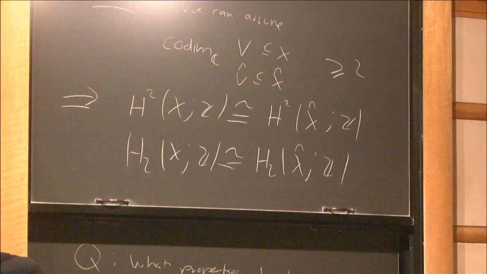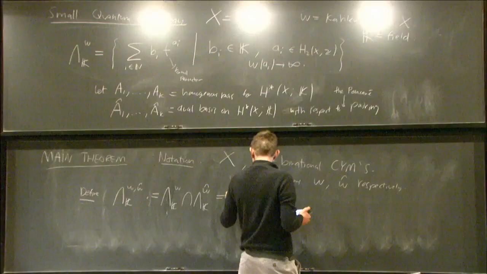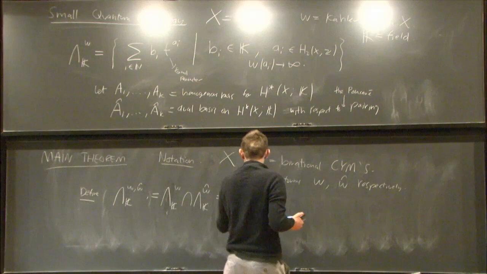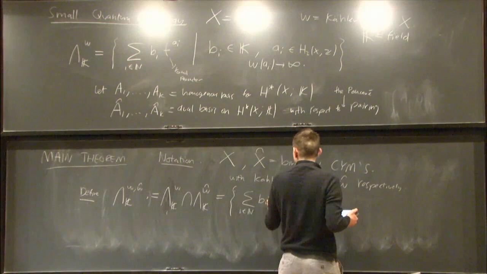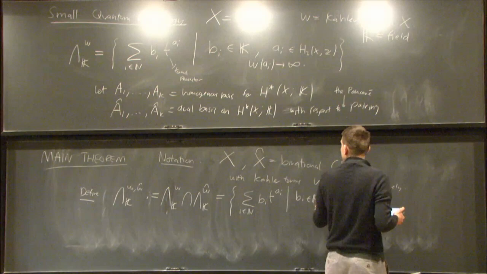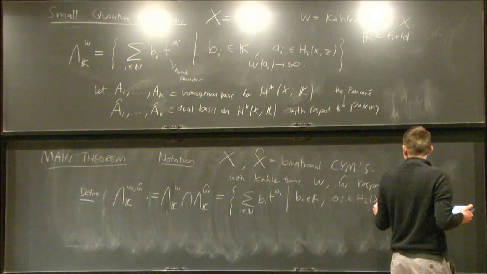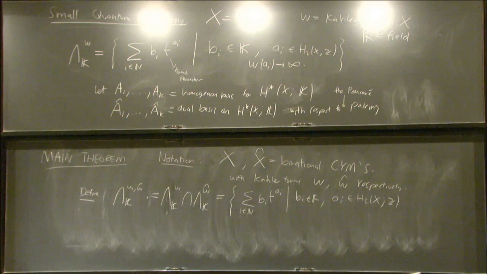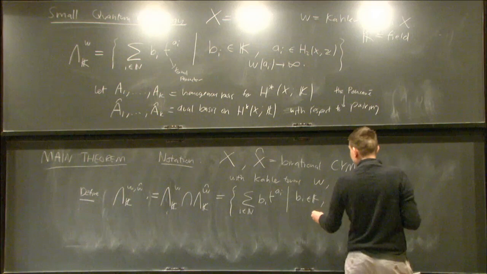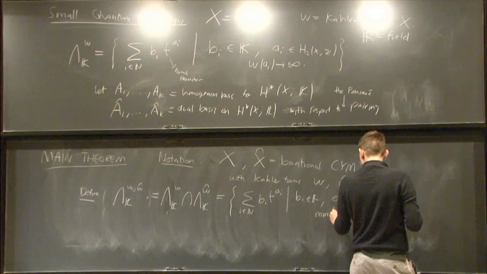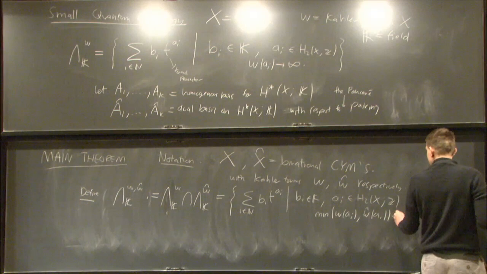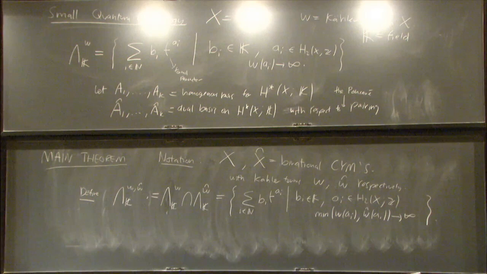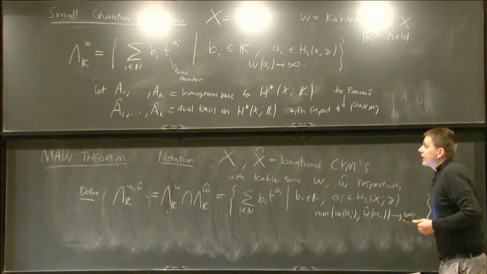So what is that explicitly? This is explicitly the set of power series like this. And again, b_i is in k, and a_i is in H2(X) with coefficients in Z, which is the same as H2(X hat) with coefficients in Z. And I need a dependence on omega and omega hat, so I require that the minimum of omega of a_i, omega hat of a_i, tends to infinity. Okay. So I have some sort of common Novikov ring.